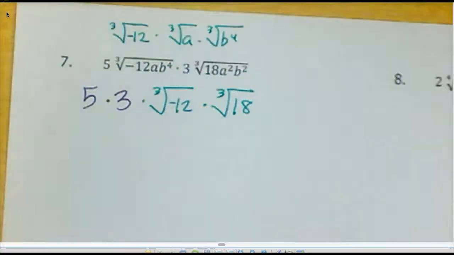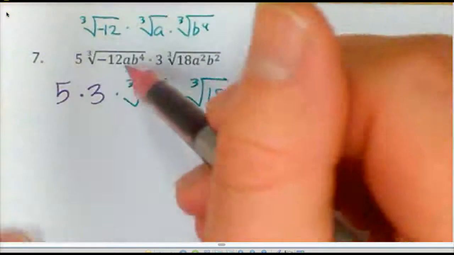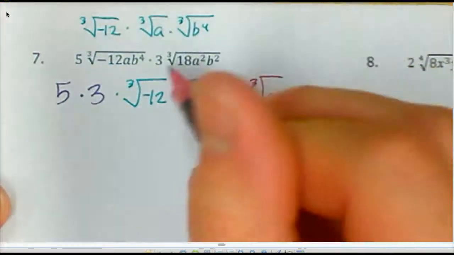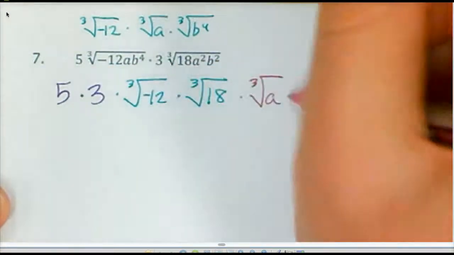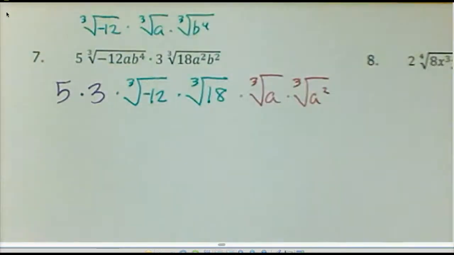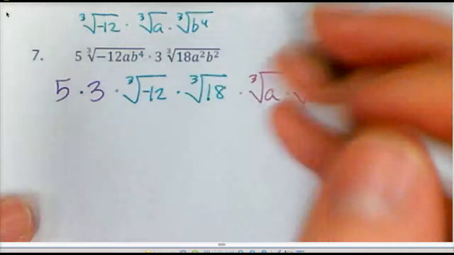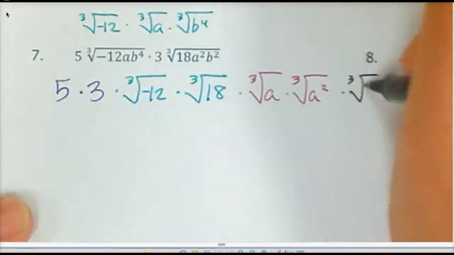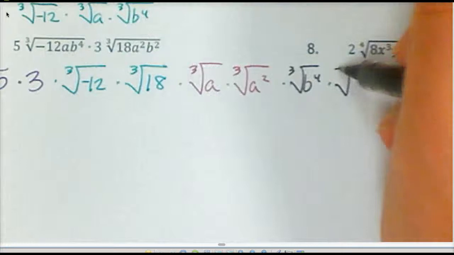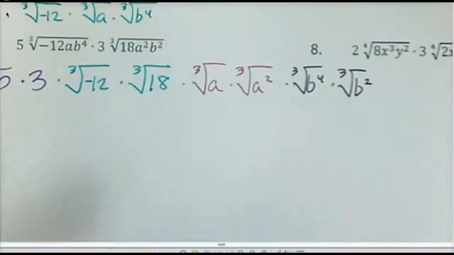And then I'm going to do the same thing with my a's. So I have a cubed root of a from the first radical. The second radical has a cubed root of a squared. So I'll put those together. And then finally, I have a cubed root of b to the 4th from that first radical, and a cubed root of b squared from the second. And that just makes it a little bit easier to see how you can put all of this together.